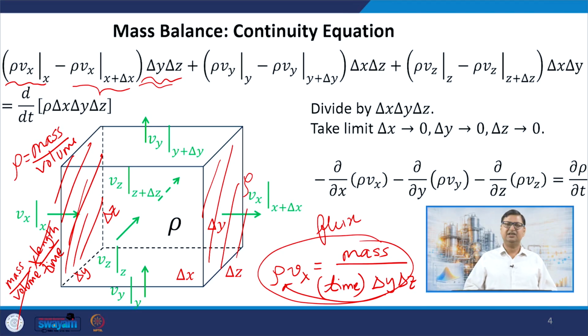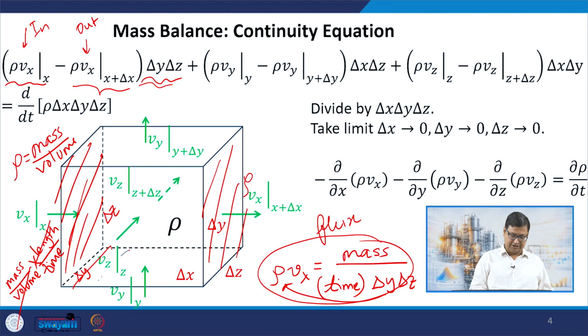If I multiply with the area delta y, delta z, we get the corresponding mass flow rate, right. That is what we are doing here. So, there is an input at x and output at x plus delta x. And just like whatever I have said in the previous slide, now I can do the same thing for the 3 input phases and the 3 output phases.